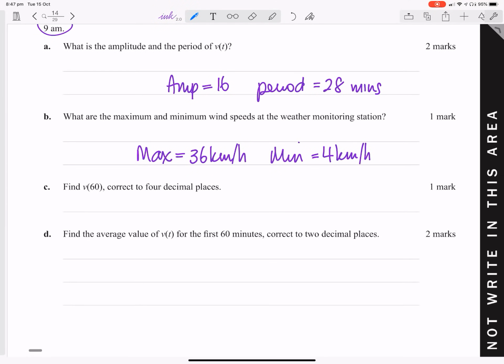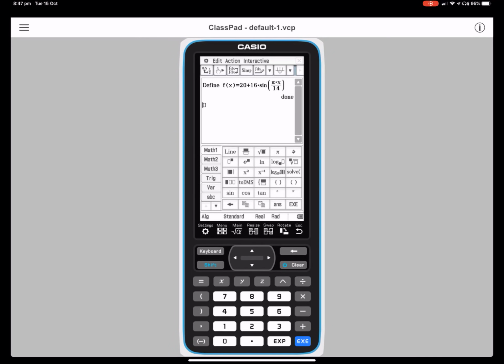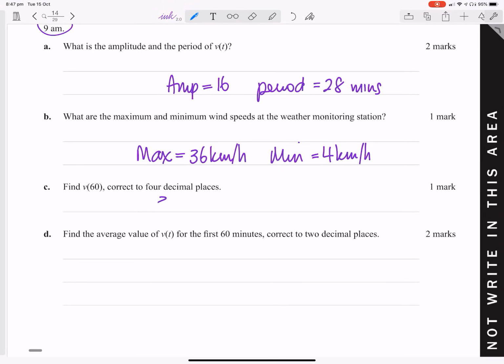Okay, find V of 60 correct to 4 decimal places. That's nice on your CAS. Make sure it's in radians. 32.5093.